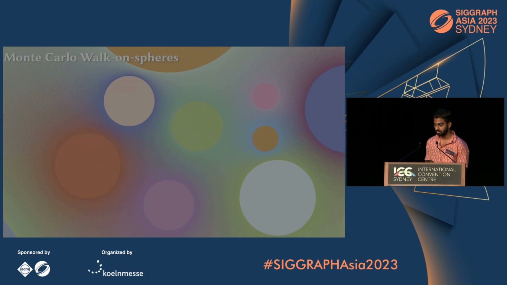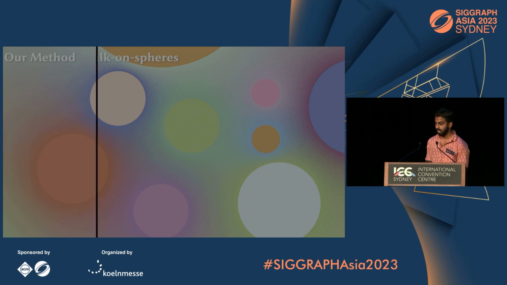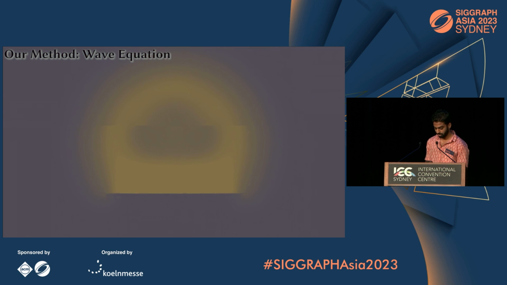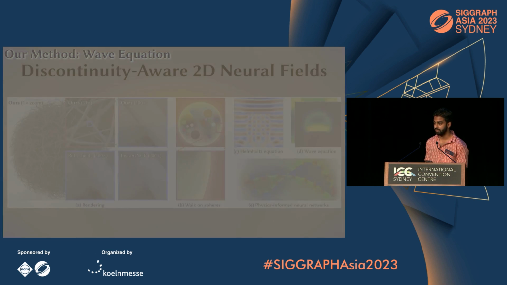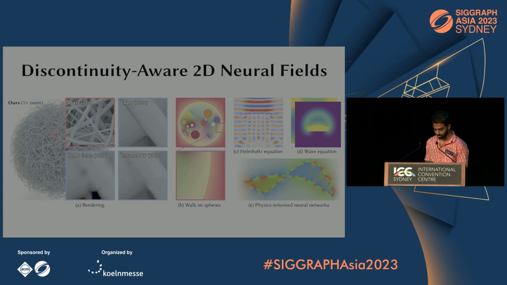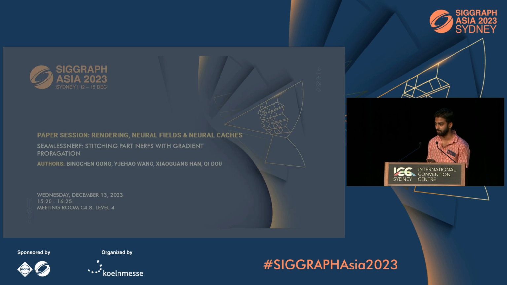What if it could also support curved edges and denoise your noisy multicolor data too? What if it could also preserve sharp edges in your PDE solutions? Stop asking what if and come find out how at our talk on discontinuity-aware 2D neural fields happening tomorrow afternoon.